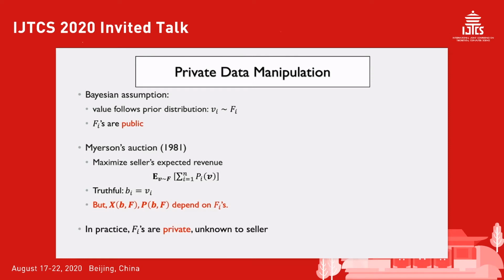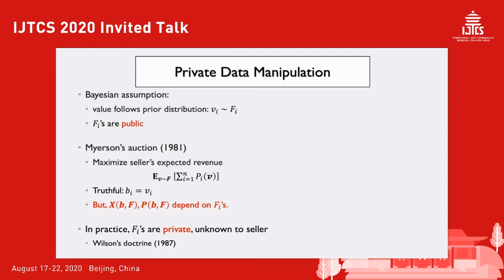Why do I say this is a drawback? Because in practice, the value distributions Fi are not public. They are private information of buyers. So Fi is known only to buyer i, but not known to the seller. So the seller cannot design the auction based on the value distributions. So the seller cannot run Myerson's auction because Myerson's auction depends on value distributions. In fact, Wilson criticized Myerson's auction in 1987 by saying that in mechanism design, the mechanism designer should not use the prior distributions to design the mechanism.